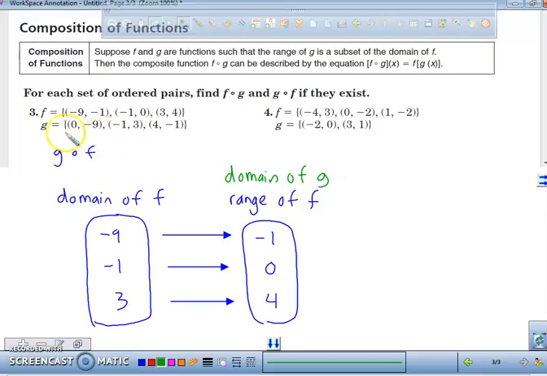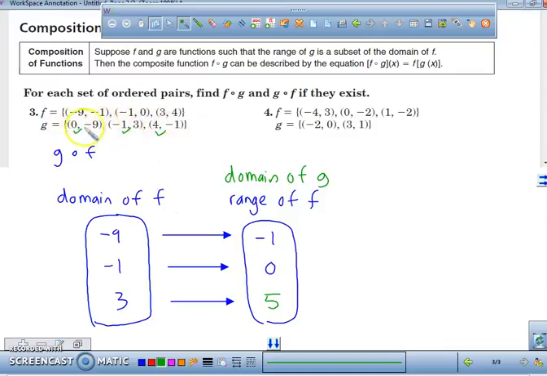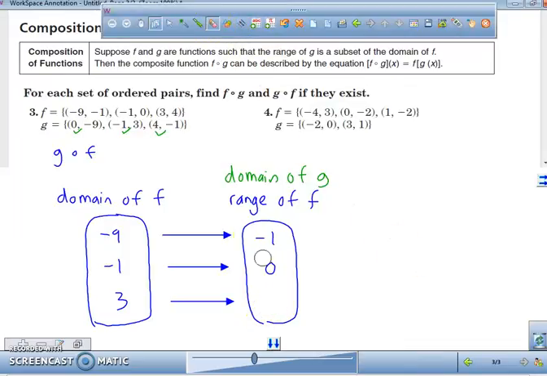Let's check. Does the domain of G have a -1 somewhere? Yes, right there. Does the domain of G have a 0? And last but not least, it does have a 4. So this will actually also work. This will also exist. For example, let's say this number right here wasn't a 4, this number was a 5. Well, if you scan through the problem and there wasn't a 5 in the domain, then your answer would be it does not exist. So it has to exist for all the numbers. So right now it does exist.